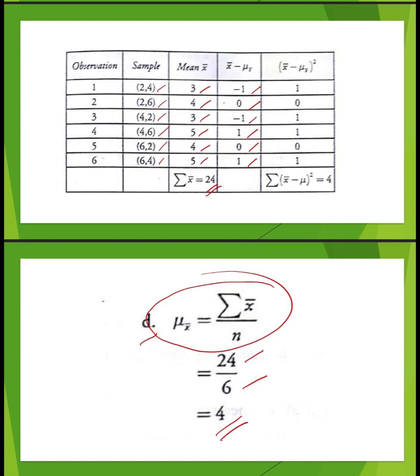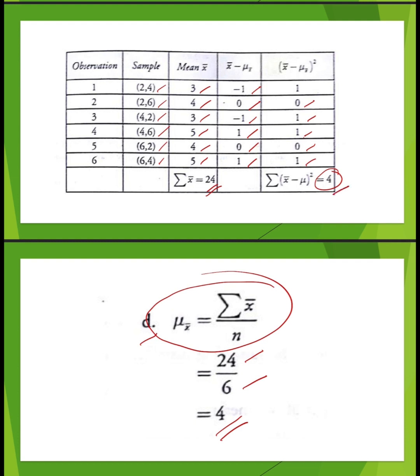Squaring the difference, that is now 1 if it is negative 1. Square of 0, 0 also. Square of negative 1 is positive 1. Square of 1 is also positive 1. Square of 0 is 0. Square of 1 is 1. Take note, the squares are all positive. Now, let's get the sum, or the summation. That is 1 plus 1 plus 1 plus 1 is equal to 4.